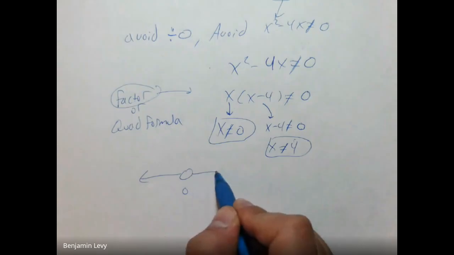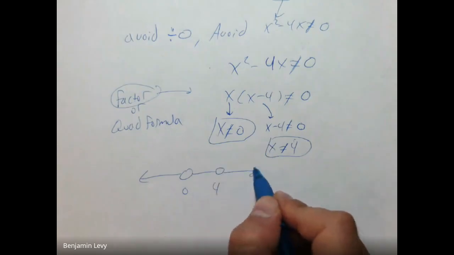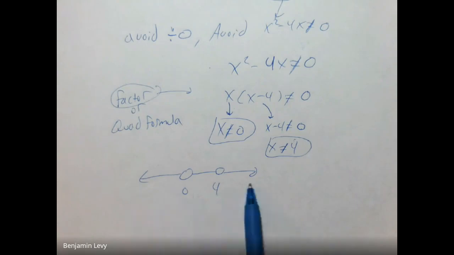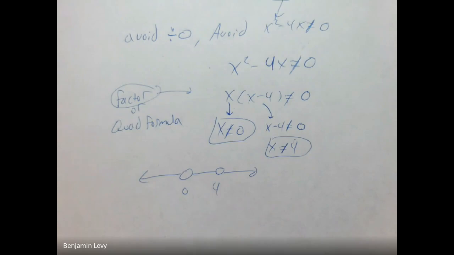I'm going to imagine brackets, or no, parentheses, I'm guessing. There's going to be all parentheses. Here's what it looks like. I'm skipping over 0 and 4 in open circles. So what's it going to be? Parentheses, negative infinity to 0, right?